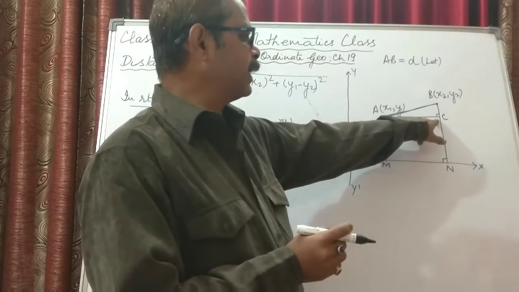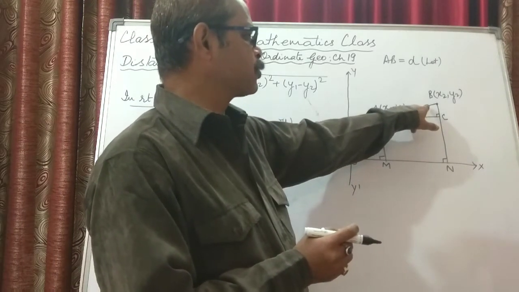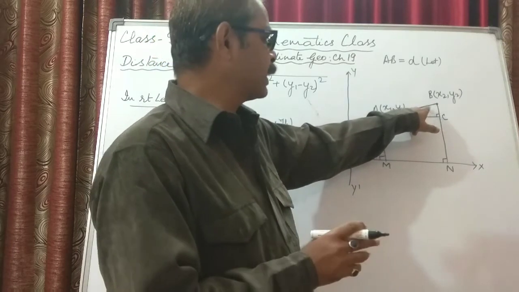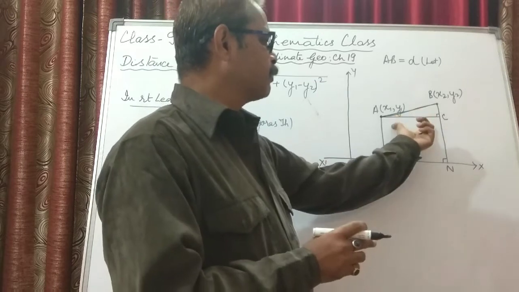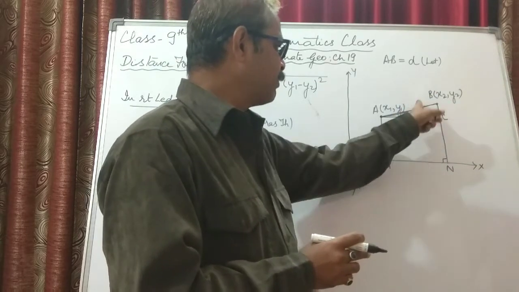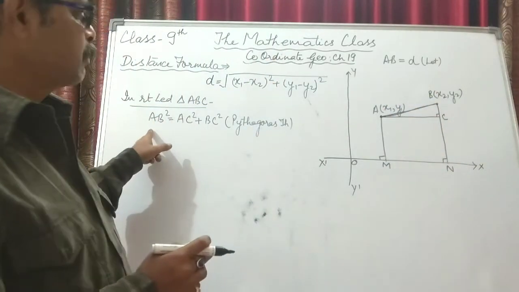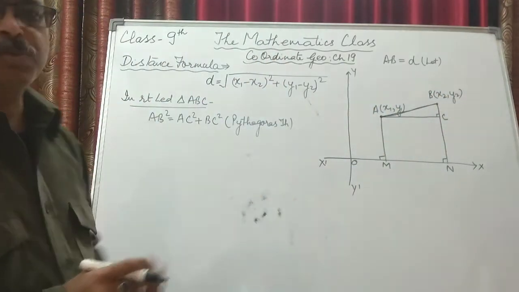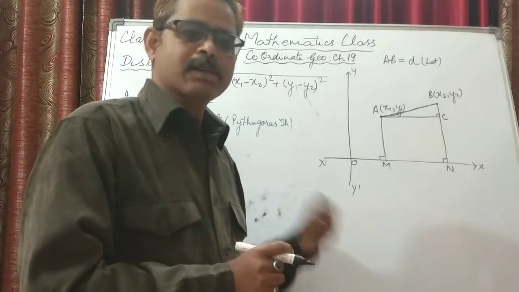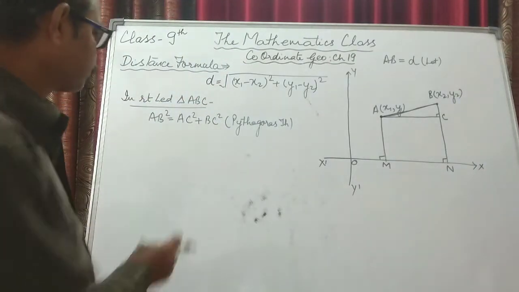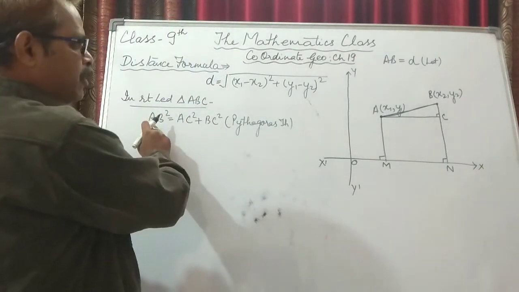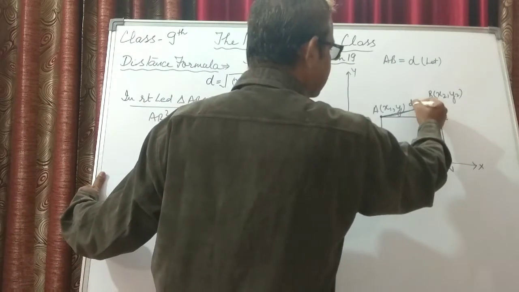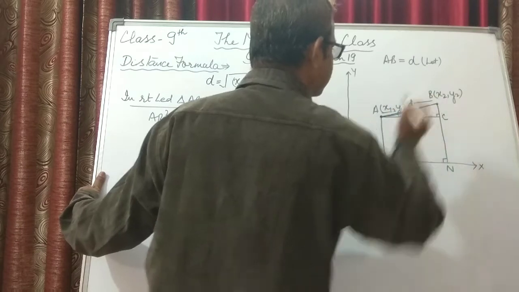Since angle C is 90, the opposite side will be the hypotenuse. We know that when we apply the Pythagoras theorem, it says that hypotenuse square is equal to the sum of the squares on the other two sides. So I have written AB square, that was the hypotenuse. AB square is equal to AC square plus BC square. Now we need to find the value of AB, and we have considered AB as D. This total length is D from this point to this point.